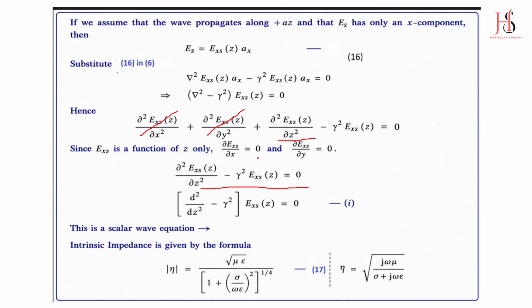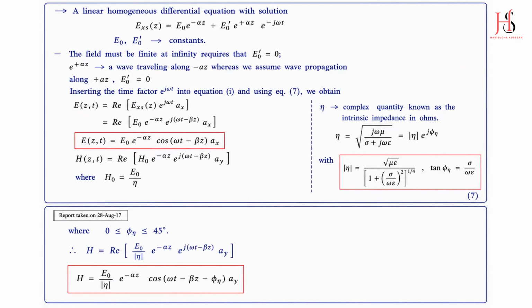Now you take Ex as common from both the terms. The remaining terms are d²/dz² minus gamma square, which is equal to 0. So this equation is called the scalar wave equation.